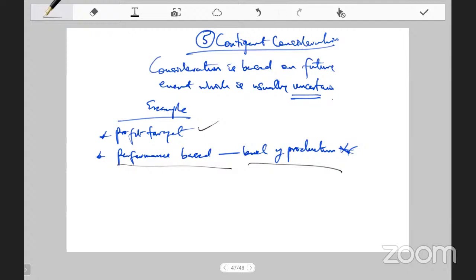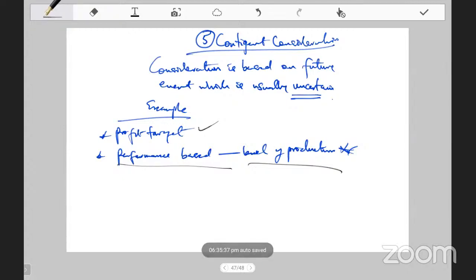Any question for me? No. Okay, you are going to have an assignment. But before I move on to your assignment, I have to do the last one.